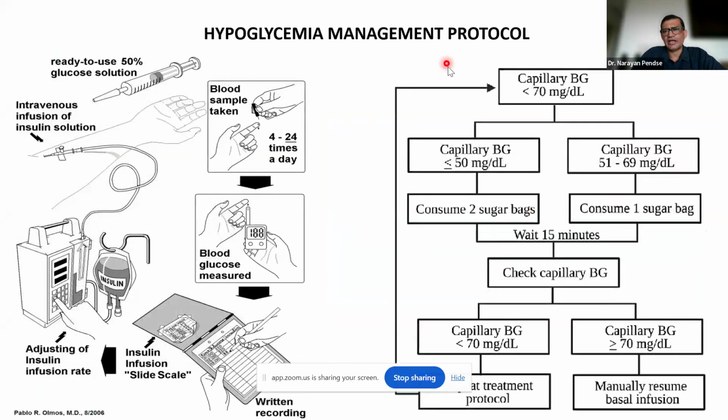protocol. And it would look something similar to this, that if the capillary blood glucose is less than 70 milligram per deciliter, then what would be the approach? If it is less than 50, then what needs to be done? If it is between 51 to 69, then what needs to be done? Retest after 15 minutes, etc. And how the sample is to be taken, how it is to be measured. Many hospitals have a sliding scale which is used for insulin management, etc. So the protocol needs to be well managed with the various measurements, timely measurements which need to be done.